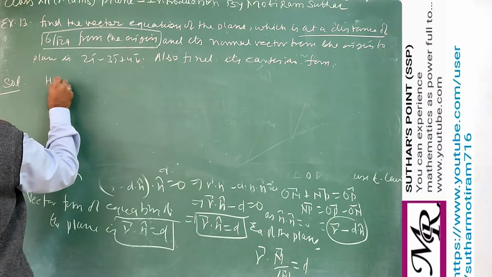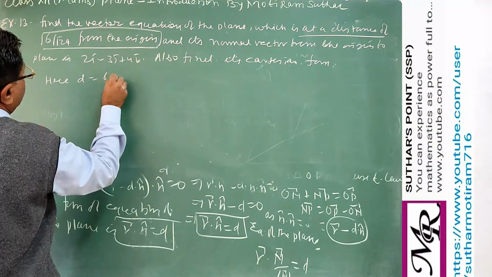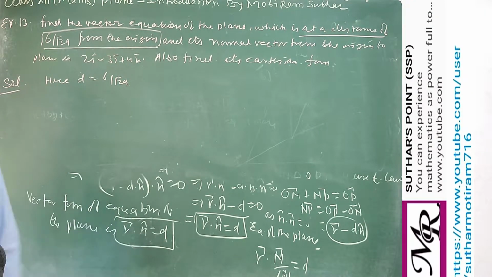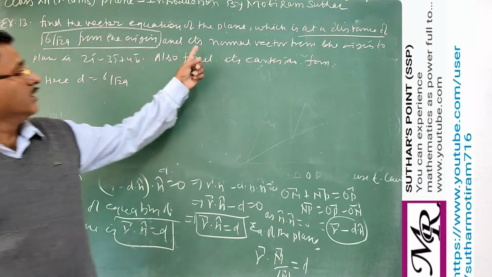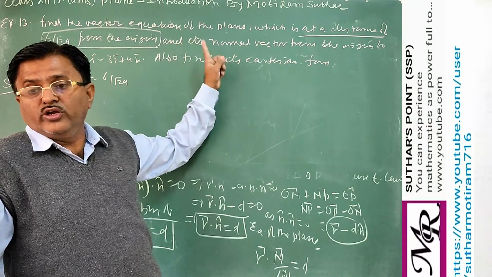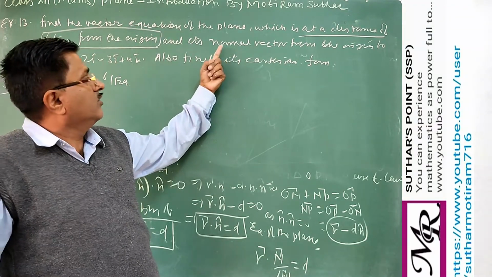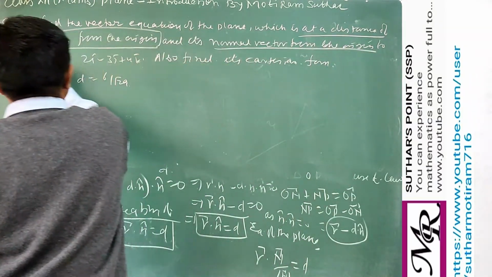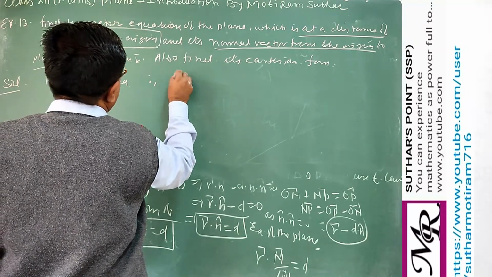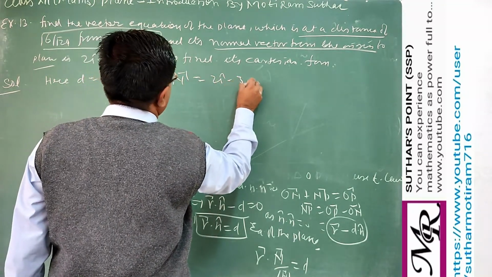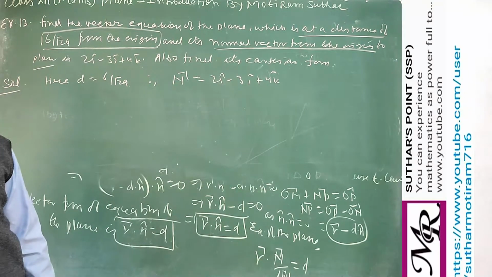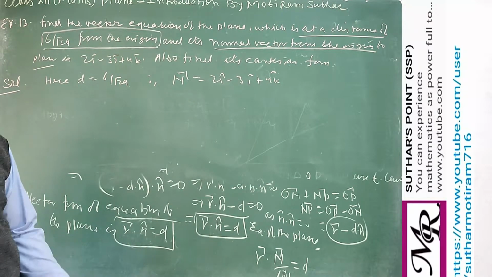So here D is already given, by the definition that D is the distance from the origin. Now what is n cap? N cap is a unit normal vector. But what are we given? Normal vector from the origin to the plane. Means we are given 2i minus 3j plus 4k. This is given. But we need what? Unit normal vector.